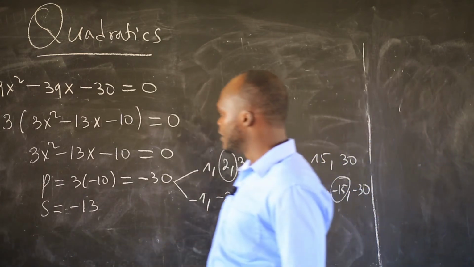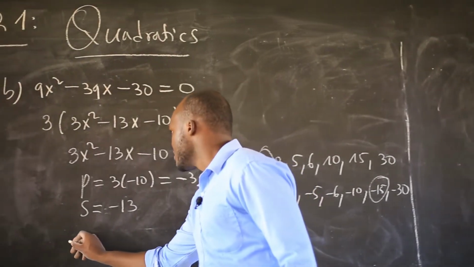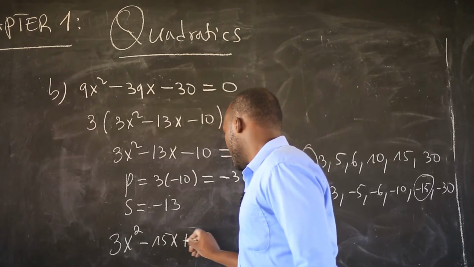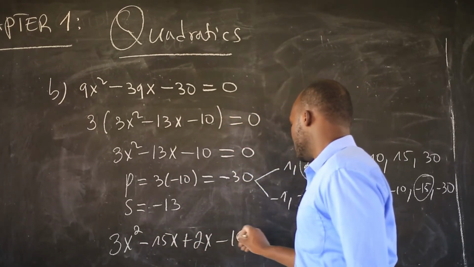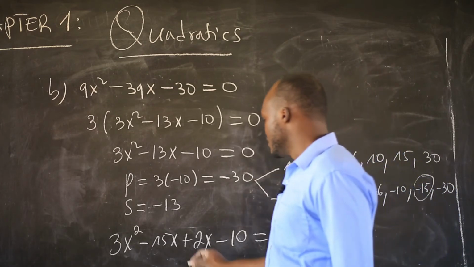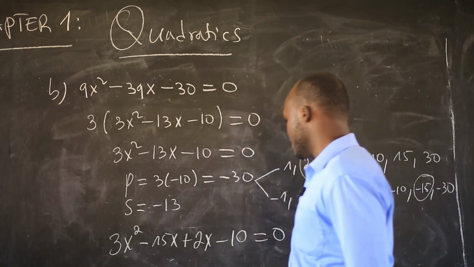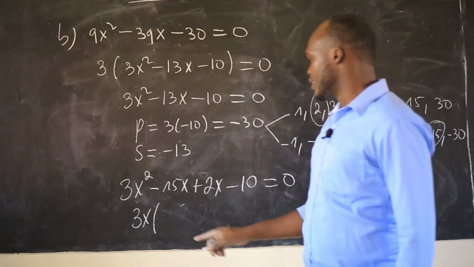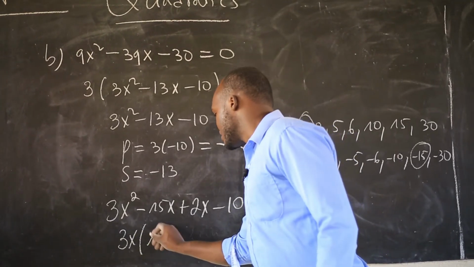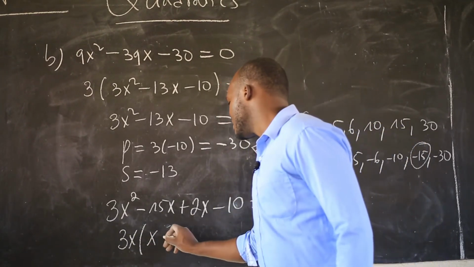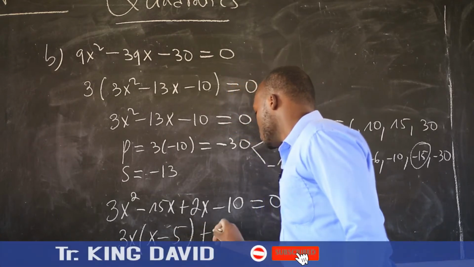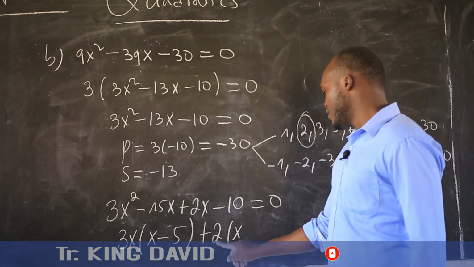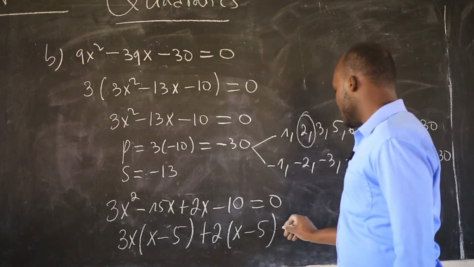So meaning that, and remember the changing part is only this one, it will be 3x squared minus 15x plus 2x minus 10 equal to 0. So we need to group this and that one. If we take 3x out of the bracket, we remain with 3x squared divided by 3x, that is x. 15x divided by 3x, that is negative 5. Plus 2 into bracket. 2x divided by 2, we remain with x. Negative 10 divided by 2, we remain with negative 5. Up to now, you can equal to 0.